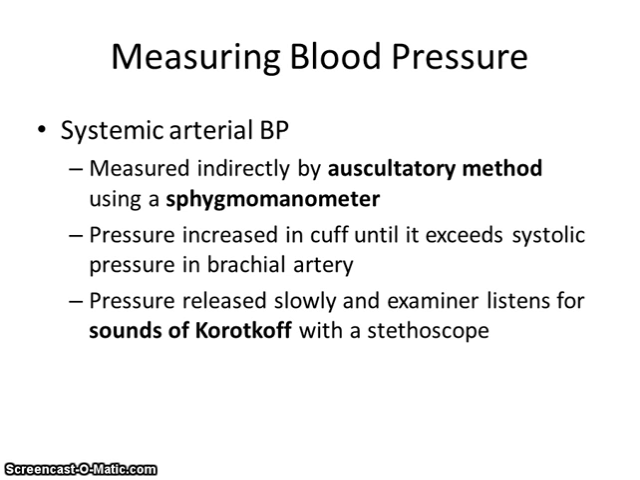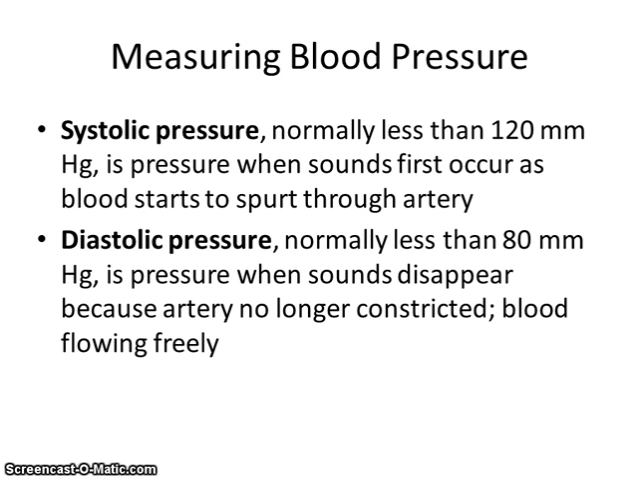Then you slowly release the pressure again. And then once your pressure is low enough, you reach your diastolic. Blood is moving through the artery freely, and then you don't hear anything again. So when the sounds start, you've got your systolic, and when they stop, you've got your diastolic. So systolic is normally less than 120 millimeters mercury, and diastolic is normally less than 80. So if somebody says their blood pressure is 120/80, that's their systolic over their diastolic.